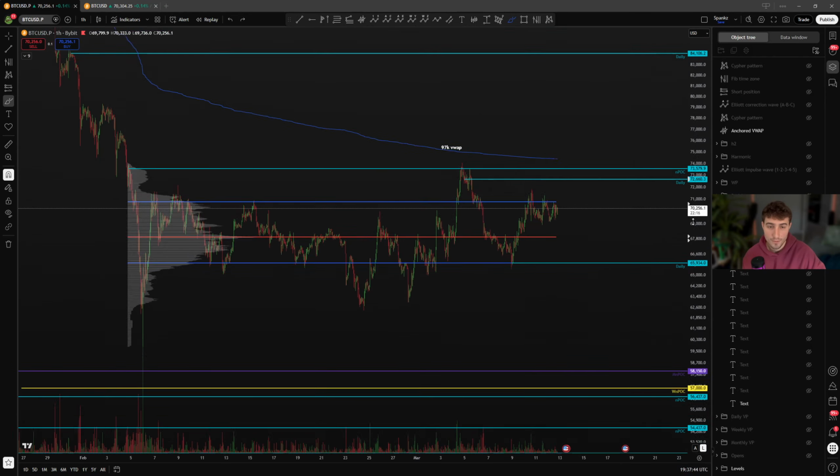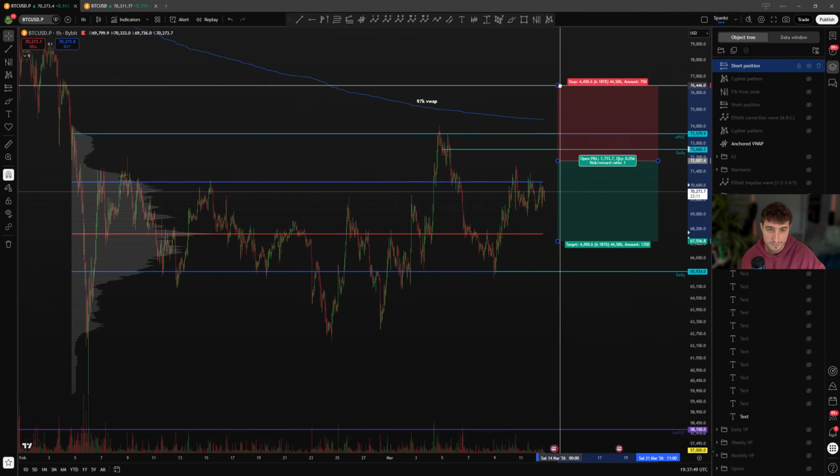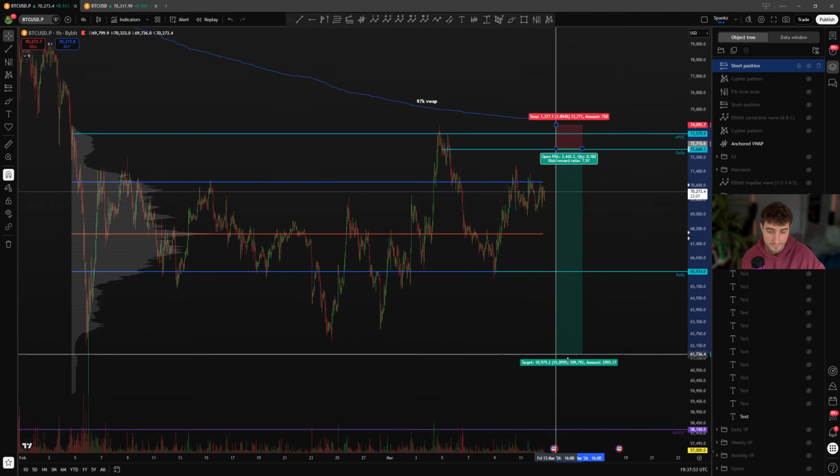Now, my opinion here is these are the two short setups I think are very key. You have the short setup at the daily, stops above the highs.